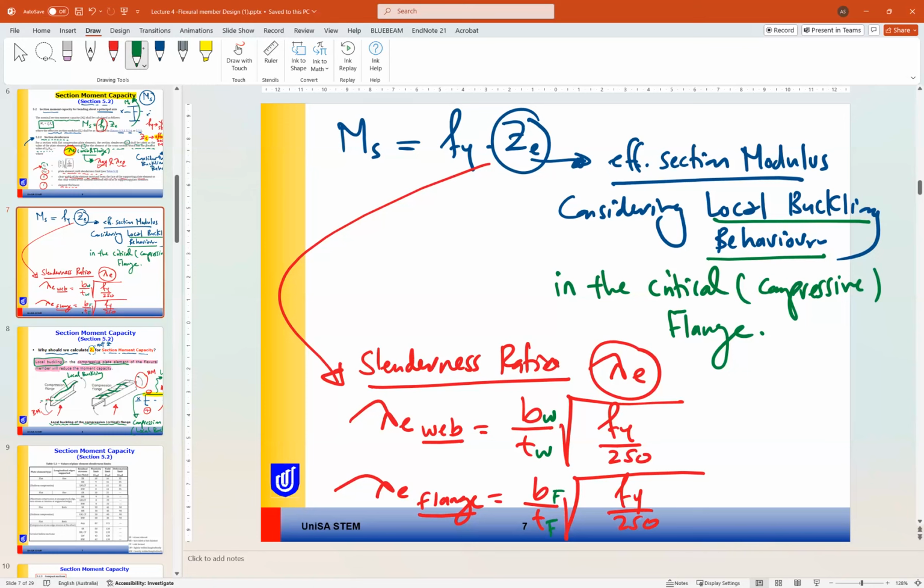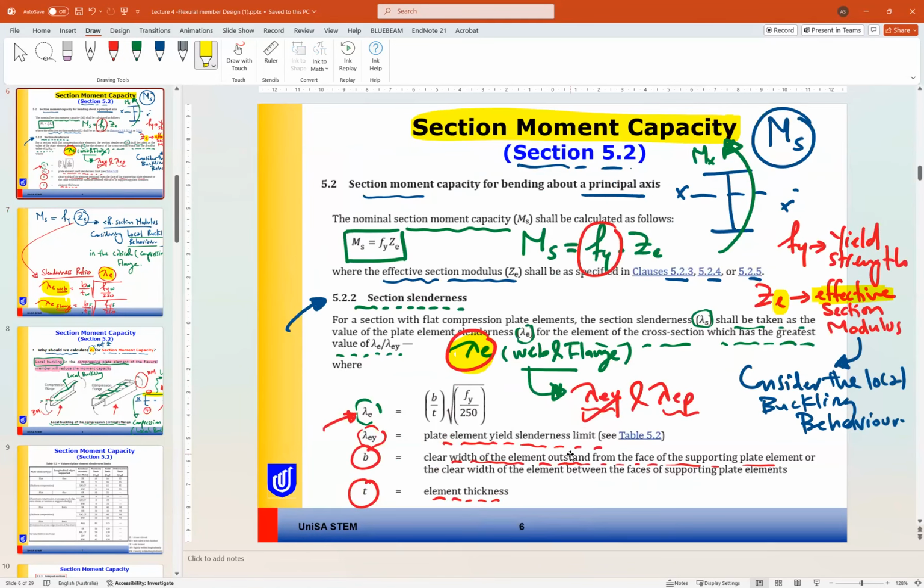And for F yield, if F yield is different for web and flange, we need to find F yield for web and F yield for flange. So this is our first part, to find lambda E for web and lambda E for flange. Okay, so again, in this step we need to find the section slenderness ratio lambda E. So lambda E equals b over t multiplied by root of F yield divided by 250.